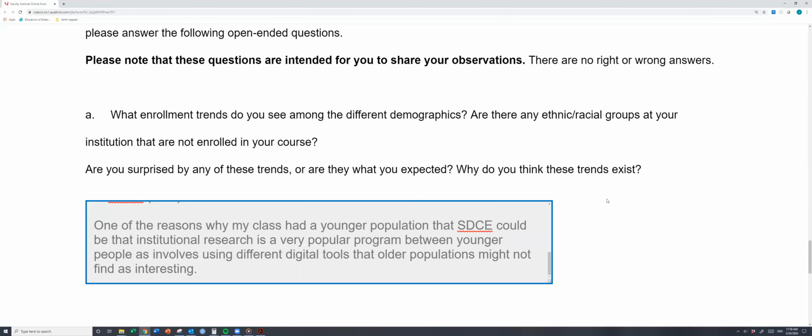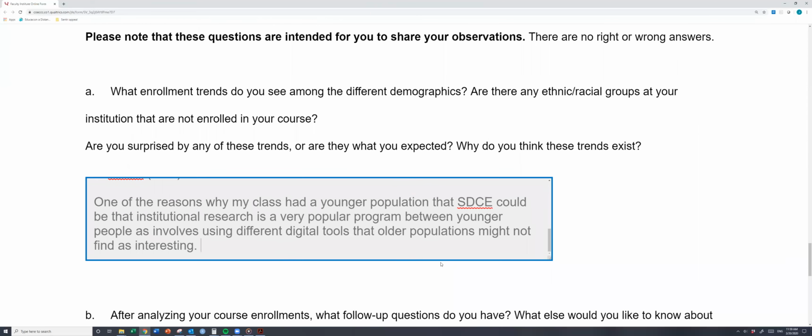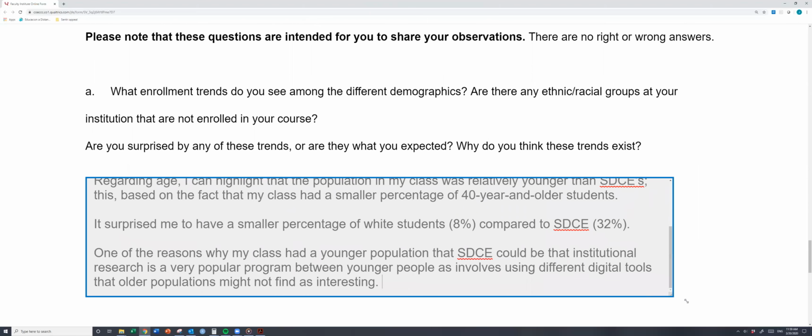So for the first question, I am being asked different things. I'm being asked if I see any trends among different demographics, if there are any groups not enrolled in my class, if I am surprised about anything, and if I know why things are the way they are. So for this question, I'm going to say the following. Remember, you can always make this one bigger if you need it to be bigger.